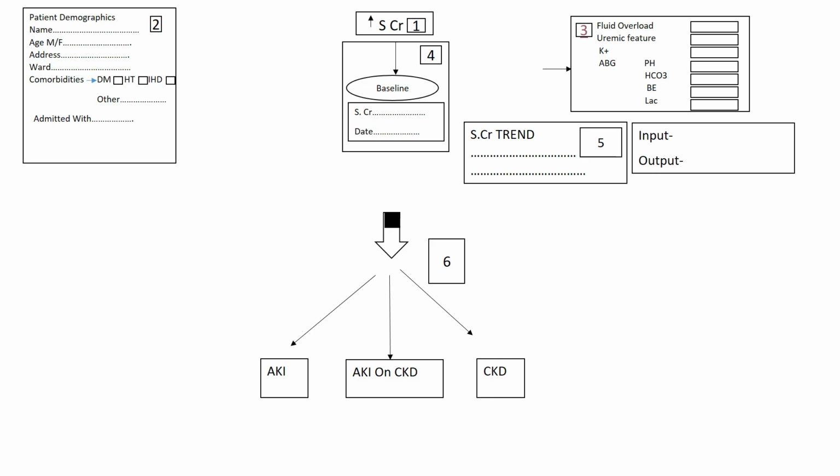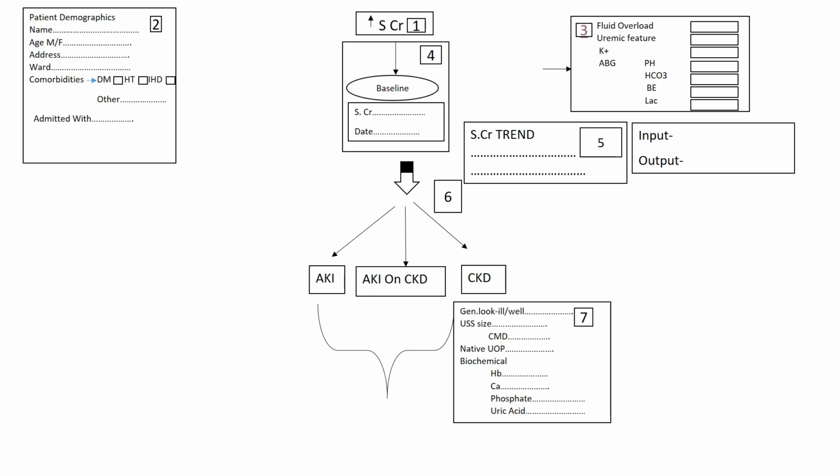Additionally, we also look for whether there is any evidence of CKD. If it is present, it is more towards CKD, and if it is not, then as a diagnosis of exclusion, it is going to be either AKI or AKI on CKD.